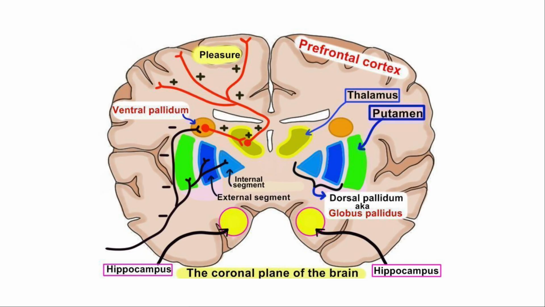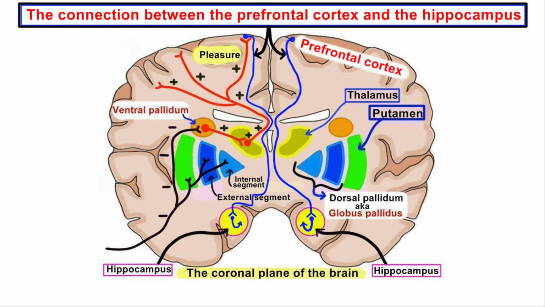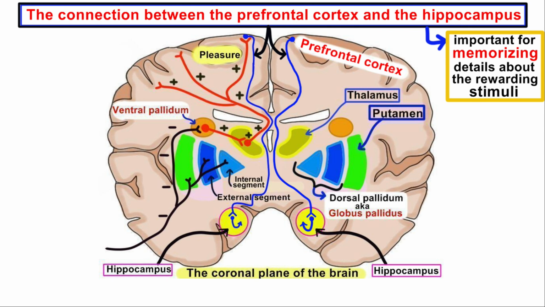Now let's look at the same coronal slice once more. Speaking about addictions and memory, there is a connection between the prefrontal cortex and the hippocampus. Pay attention to these dark blue neurons. These neurons are particularly important for memorizing details about the rewarding stimuli. Behavior in addictions depends on the memory of the rewarding stimuli and the memory of the rewarding experience. This is the main focus of this video.